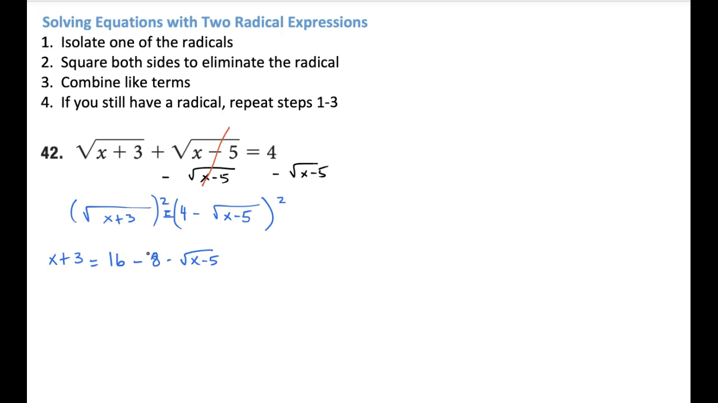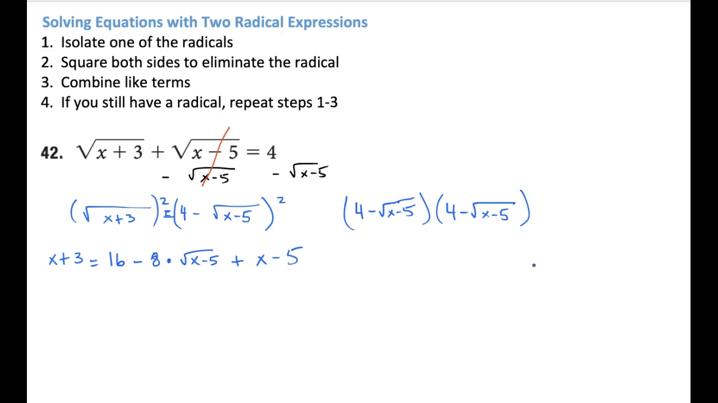All right, so that's a times right there, sorry. So 8 times the square root of x minus 5. And then we're going to take x minus 5 with a square root squared. So that's going to give us x minus 5. When it's a negative times a negative, remember it becomes positive, and we get x minus 5. So we're just using the rules from the special products. In other words, we're taking 4 minus the square root of x minus 5 times 4 minus the square root of x minus 5.